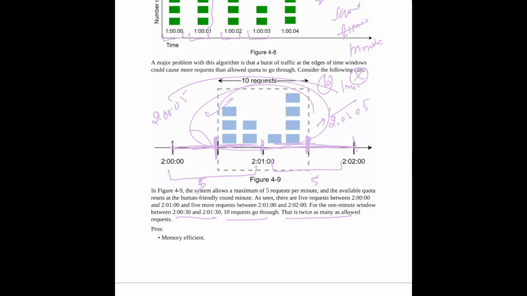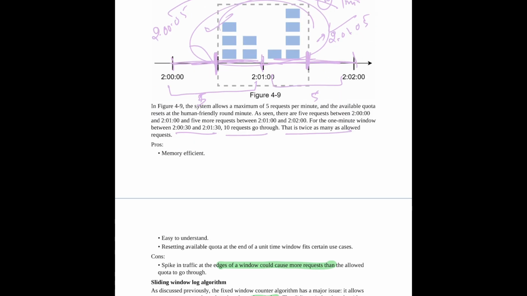So when we talk about this algorithm, the pro here is that it's easy to understand. Each timestamp has its own counter, and then you are able to reset the counter after every window. But what is the bad side of this algorithm? That at the edges of the window, you are allowing more requests than what's allowed. So there's a spike at the edge.